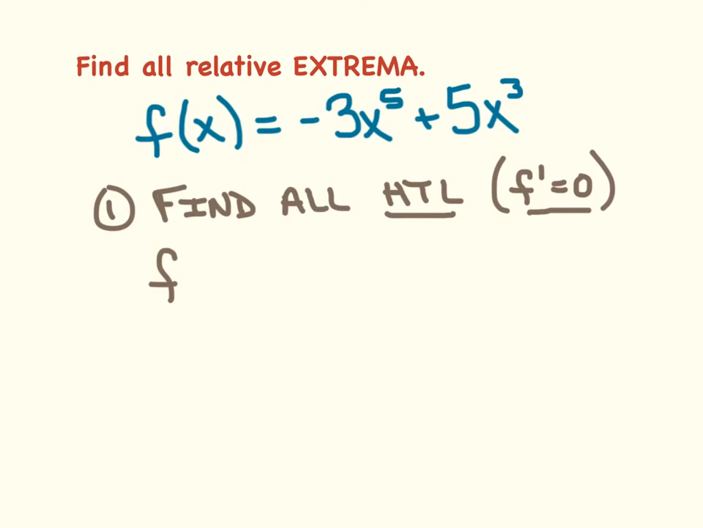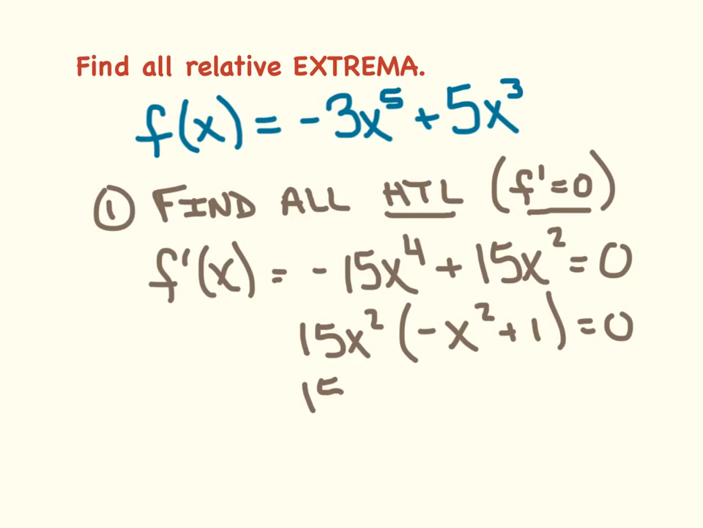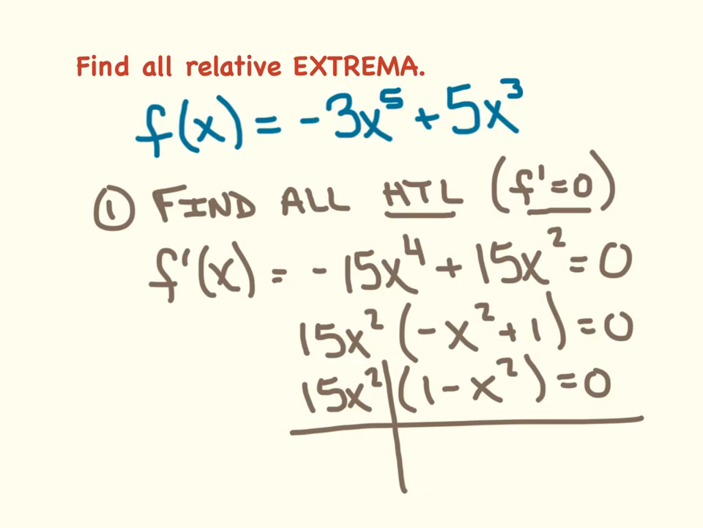And so when I do that, I'm going to get negative 15x to the fourth plus 15x squared, set it equal to 0, pull out my GCF. I'm going to go 15x squared, leaving me with negative x squared plus 1. Or if you feel more comfortable, you could turn that around and say 1 minus x squared, difference of two squares, or really we could just tee it up right here and say x equals 0 and x equals plus or minus 1. So there are potentially three relative extrema, a combination of maxes and mins.